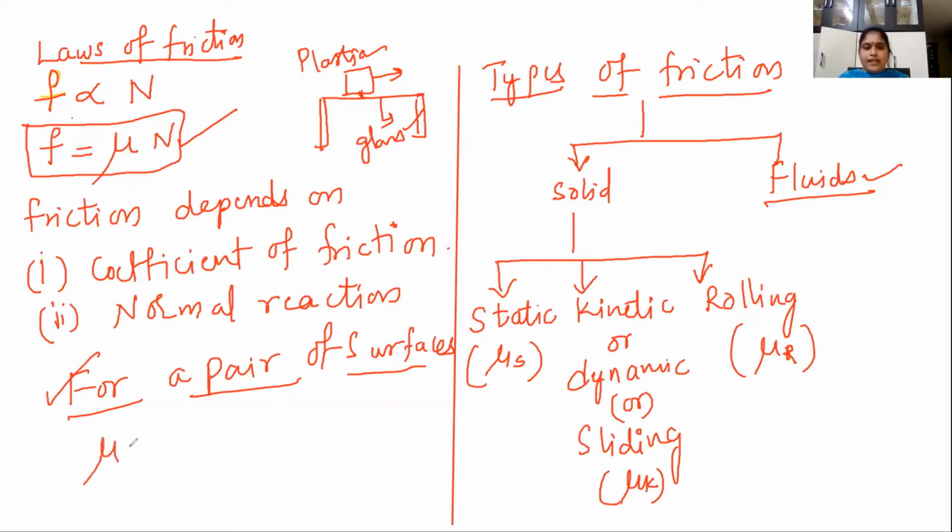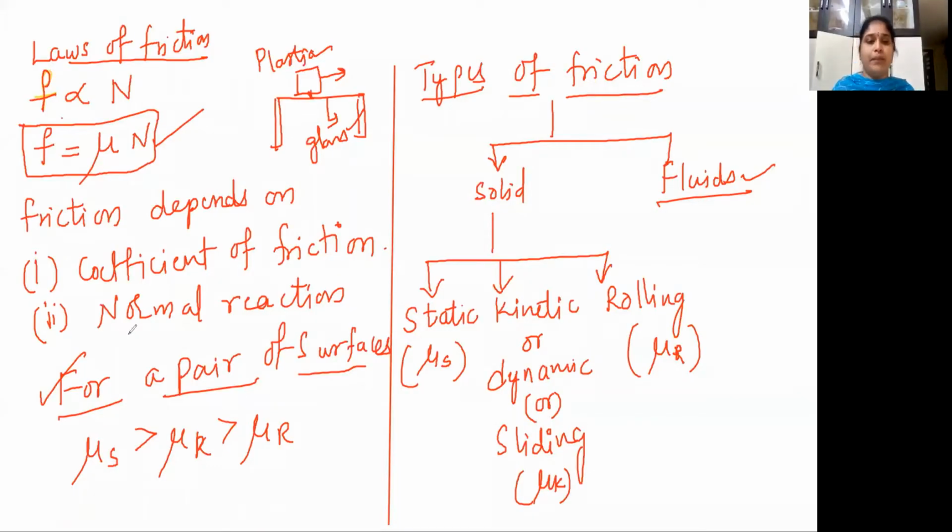Then the coefficient of static friction for a given pair of surfaces is always greater than the coefficient of kinetic friction, which is always greater than the coefficient of rolling friction. So for a pair of surfaces, mu s is greater than mu k, which is greater than mu r. Now we'll go one by one with an example.